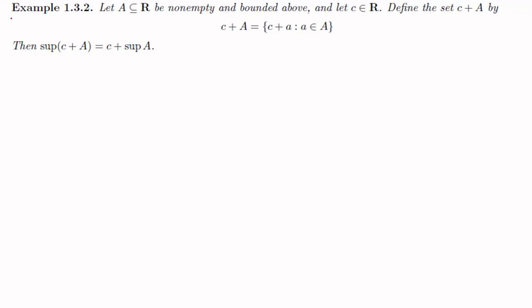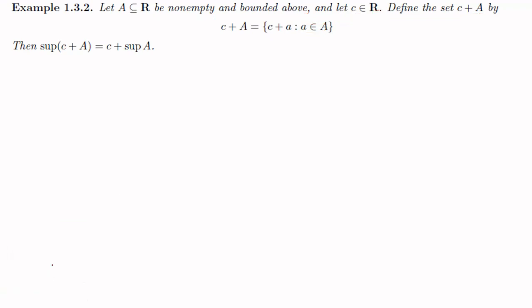Here we have an example. Let A contained in R be non-empty and bounded above, and let C be an element of R, where R is the set of real numbers. Define the set C plus A by C plus A is equal to the set of all C plus small a, where small a is an element of capital A. Then the supremum of C plus A is equal to C plus the supremum of A.